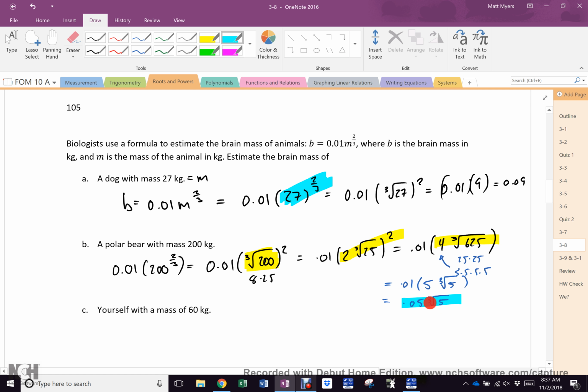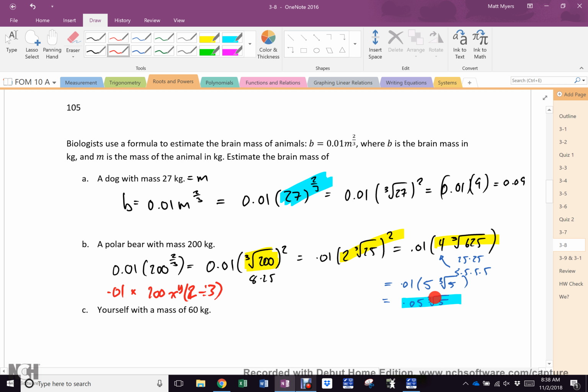In the real world, would you tell your science professor that the brain mass of a polar bear is 0.05 times the cube root of 5, sir? No. What would you tell him? The estimated answer that you got with what? Your calculator. Back here, you would have gone 0.01 times 200 x to the y bracket 2 divided by 3. In the real world, in math class, you would have done this. Does everybody understand?